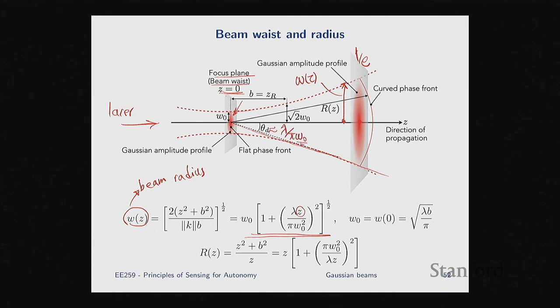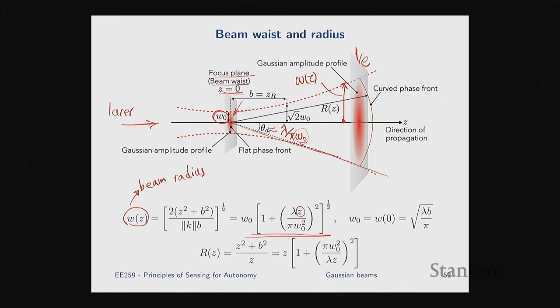And what is omega 0? Omega 0 is your minimum waist. At the focus point, what is the waist radius of your beam? And then your angle of divergence is inversely proportional to it. So the very important point here is that the smaller or the tighter you focus your beam, the quicker it's going to diverge. And that's going to be an issue when it comes to LIDARs.